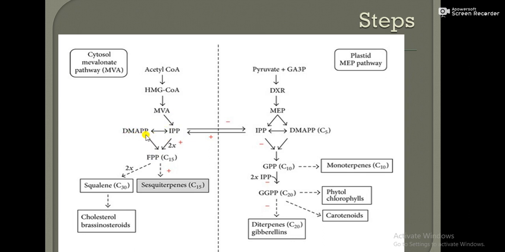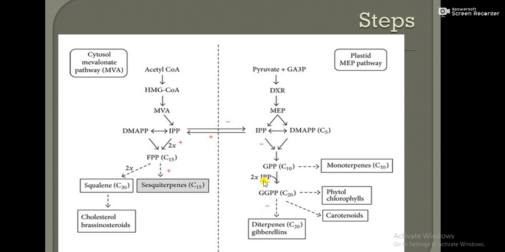When dimethyl allyl pyrophosphate and isopentenyl pyrophosphate react together, they form farnesyl pyrophosphate, which acts as the precursor for the synthesis of sesquiterpenes. From the sesquiterpenes, enzymes act on them and change them into capsidol, which is a phytoalexin compound. They can also change into geranyl pyrophosphate, a 10 carbon compound. When isopentenyl pyrophosphate and dimethyl allyl pyrophosphate react, this is 5 carbon and this is also 5 carbon, 5 and 5 make 10, giving the 10 carbon compound geranyl pyrophosphate.